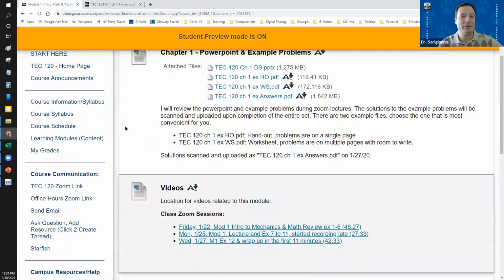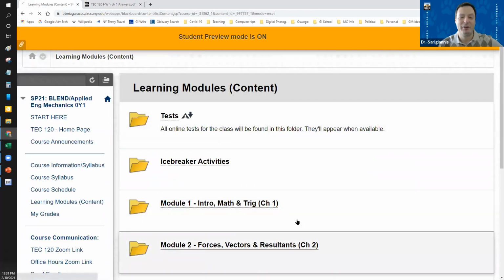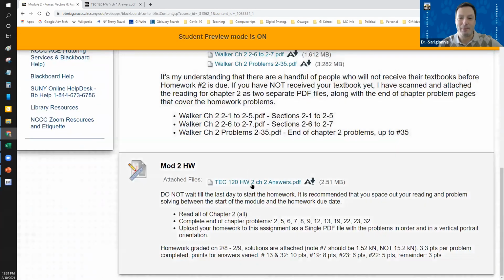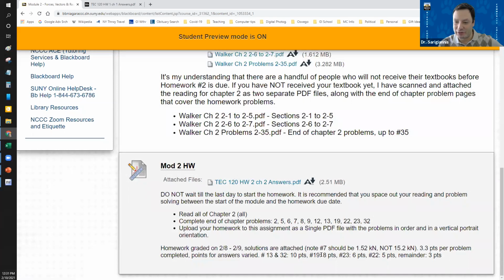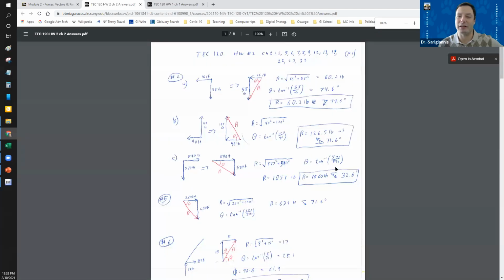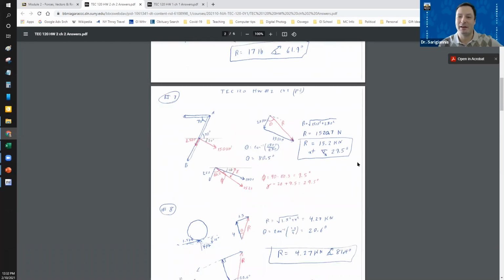Chapter 2, I want to check, since I'm here, that I made a note. Module 2. Oh, yeah, right. The questions were up here. So the answers are posted. Let's see. Oh, yeah. Number 7 should be 1.52 kilonewtons, not 15.2. In my answers, I made a mistake. I just forgot to carry over, let's see, number 7.